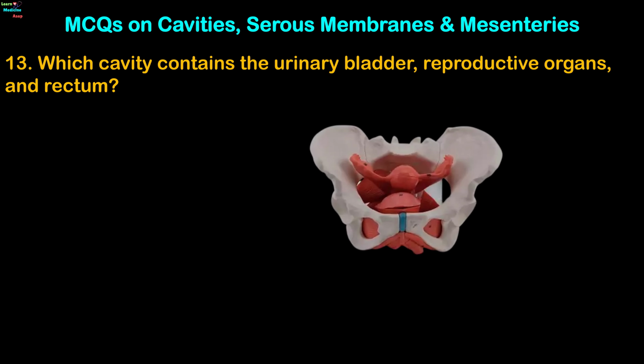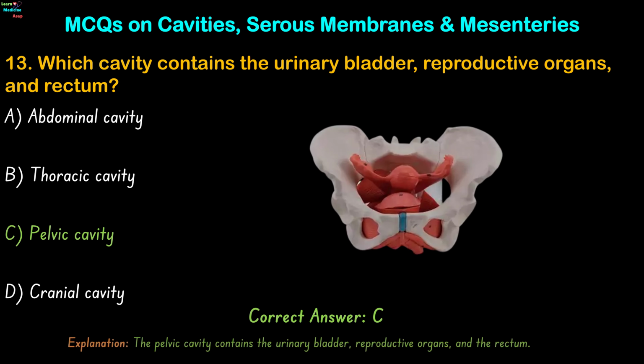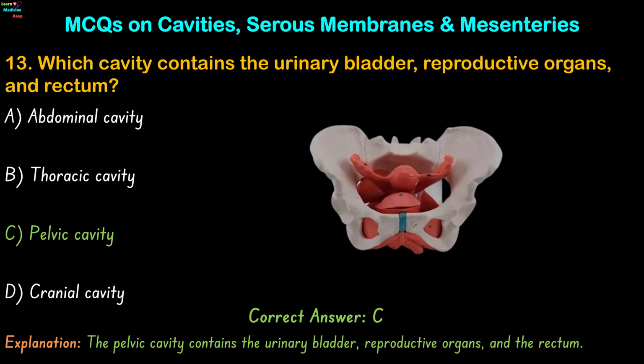Question 13. Which cavity contains the urinary bladder, reproductive organs, and rectum? Abdominal cavity, thoracic cavity, pelvic cavity, or cranial cavity? The correct answer is option C. The pelvic cavity contains the urinary bladder, reproductive organs, and the rectum.